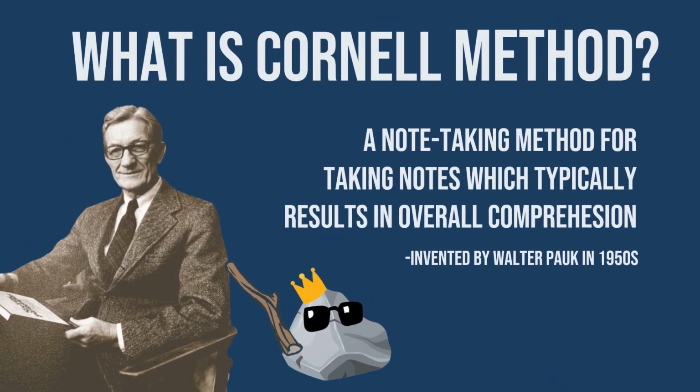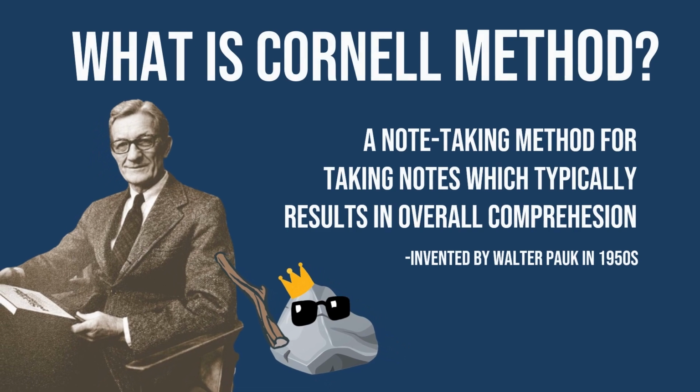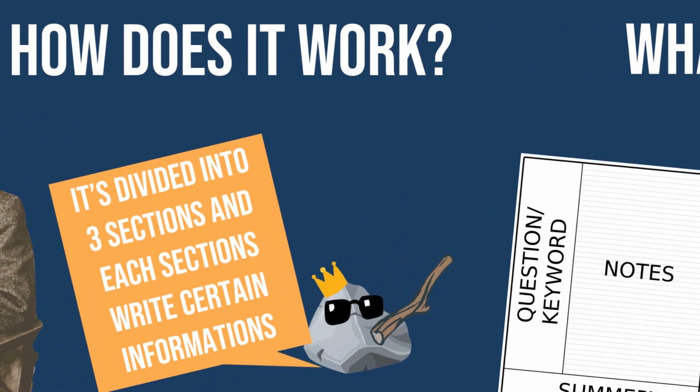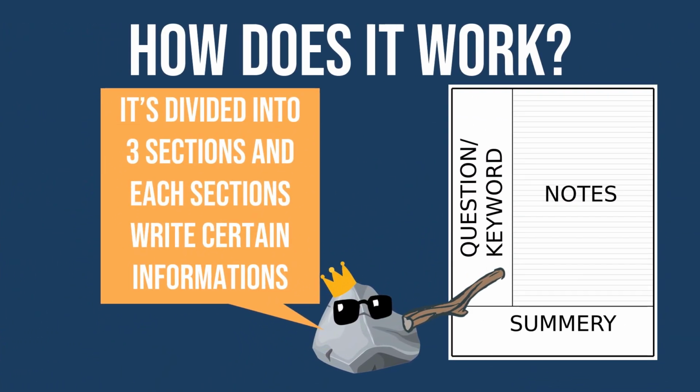The Cornell method is a straightforward note-taking method that was developed by Walter Pauk in the 1950s at Cornell University, hence the name. The reason I believe the Cornell method is so simple is that it only needs you to divide your pages into three sections. The major section is the notes, which is the biggest, and beside it is the question and keyword section, and at the bottom you would have the summary.